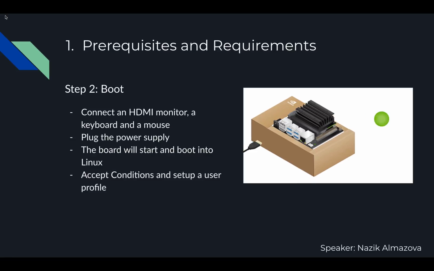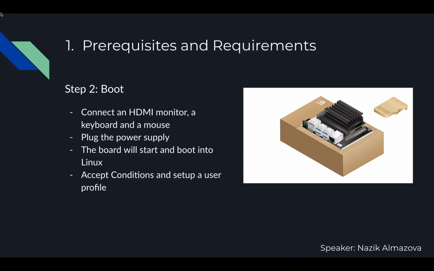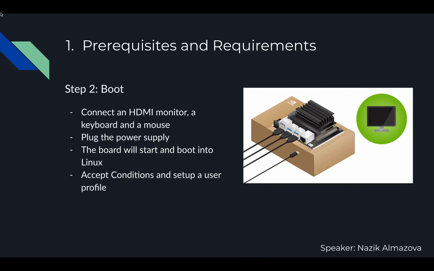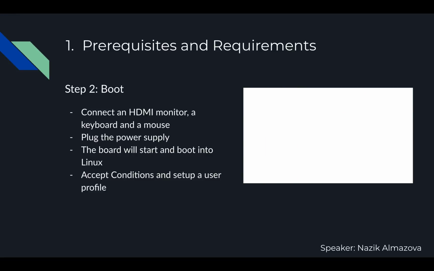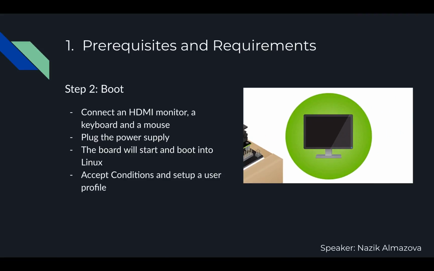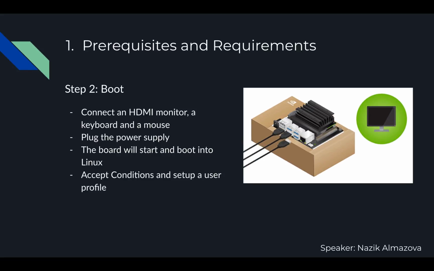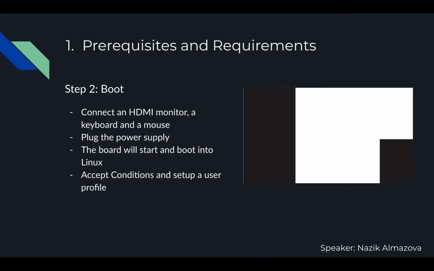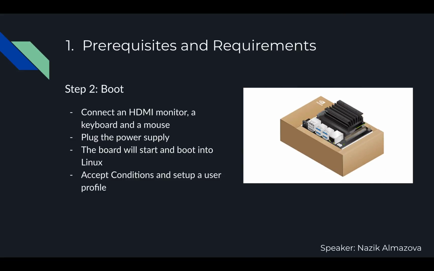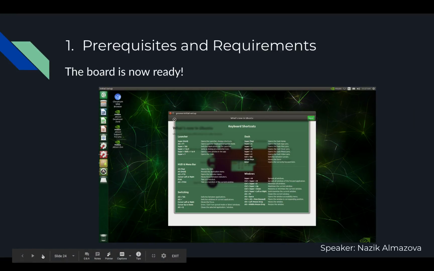Next, we'll need to connect the board to a monitor, a keyboard, and a mouse. Then plug in the power supply. Once the board is powered, it will start and boot into Linux. The user will then be asked to accept Ubuntu conditions and to set up a user profile. A user profile includes name, last name, and password, and a few other settings. Once the user profile is set up and all conditions are accepted, the board is all ready for development.